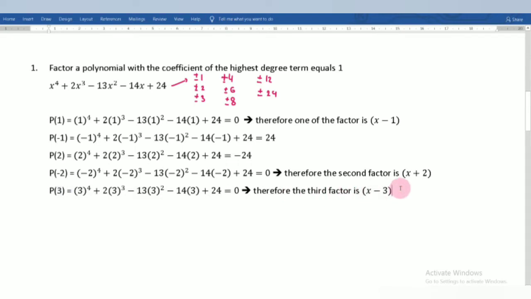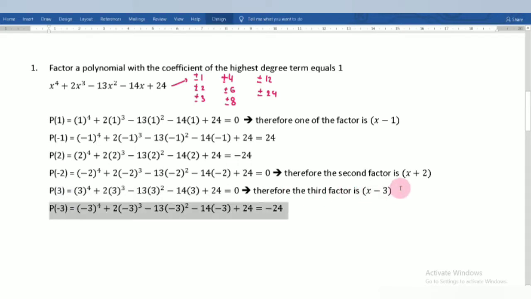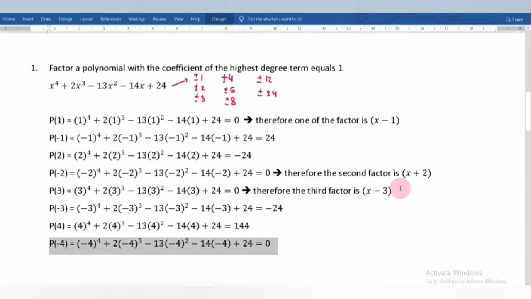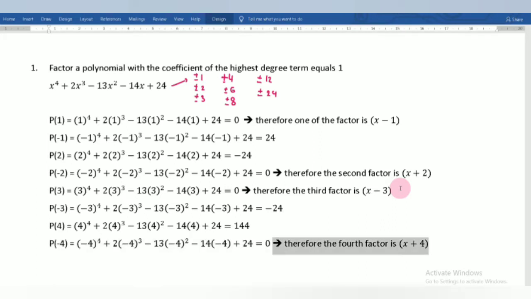So let's continue to negative 3, and you see the result is negative 24, so it is not one of the factors. If I use positive 4, it's also not 0. And if I proceed, oh, we have the last one. If I use negative 4, the value of your polynomial becomes 0. So there you go. We have the fourth factor, which is x plus 4.